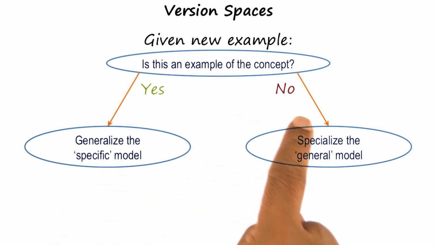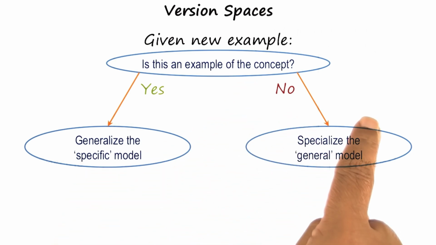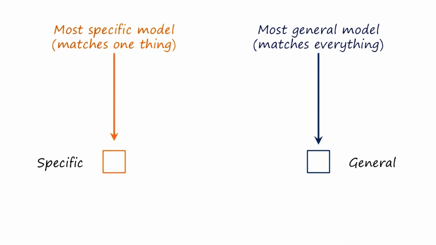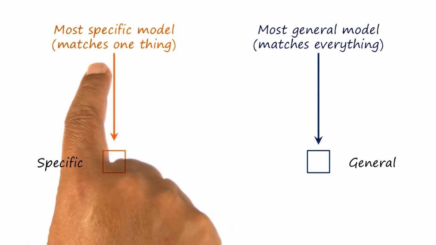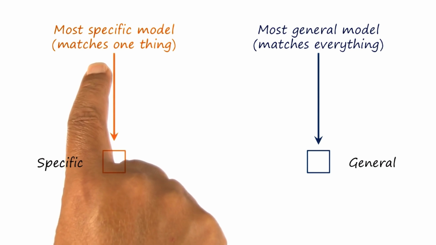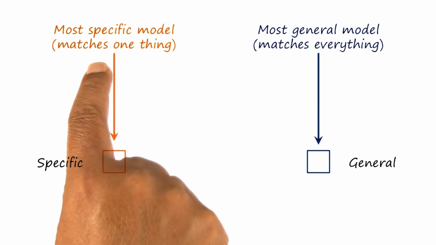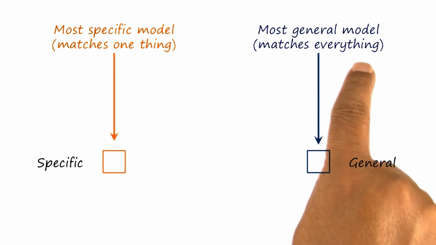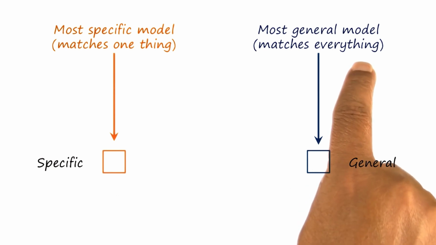If it's a negative example, we specialize the general model. Here is another set of visualizations to understand the specific and the general models. This is the specific model. This is the general model. The most specific model matches exactly one thing, the four-legged, furry, black animal called Buddy. The most general model matches everything, all animals.